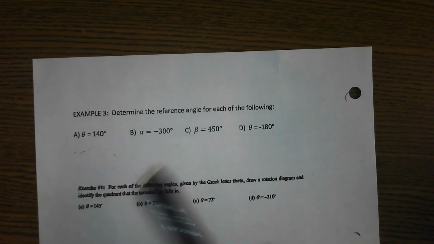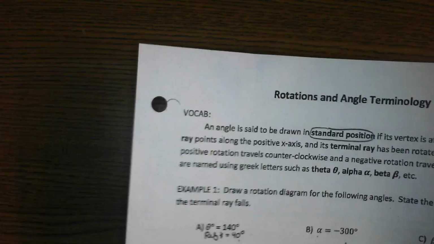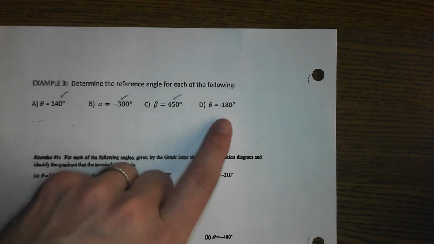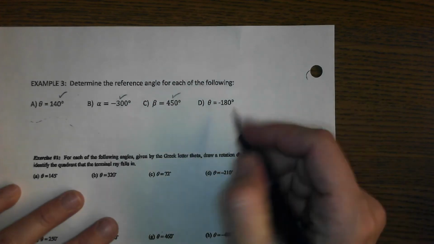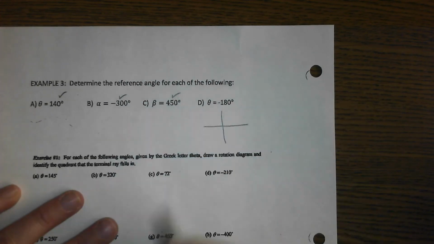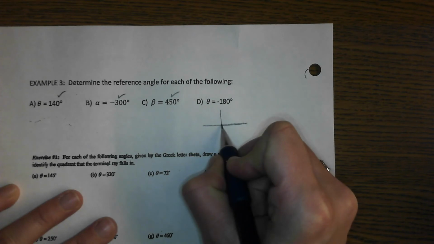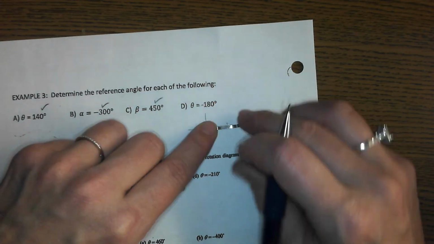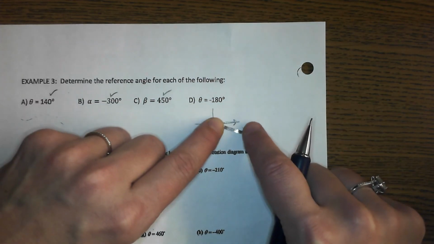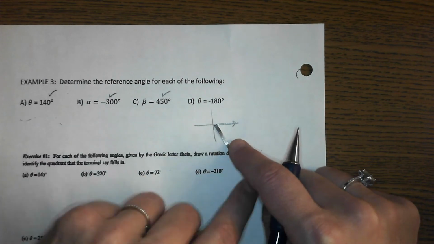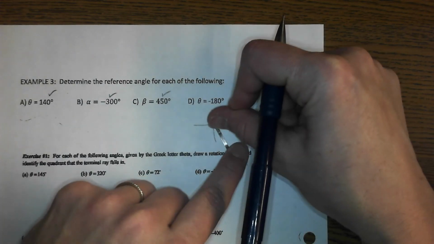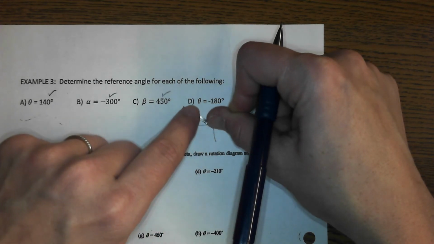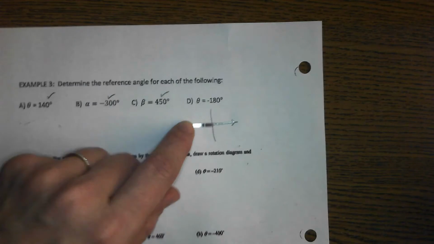Okay, so determining the reference angle. We already did all that for these 3. Negative 180. So most of the time, guys, you're going to sketch your own rotation diagrams. So here's your initial ray. And if it's negative, I'm opening downward. So tell me when to stop. Negative 180. I went too far, right? Negative 180 is right there.